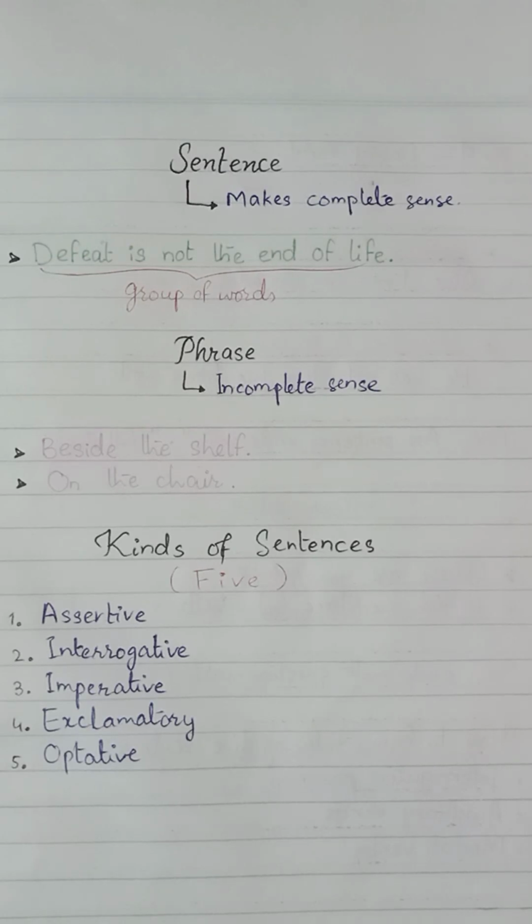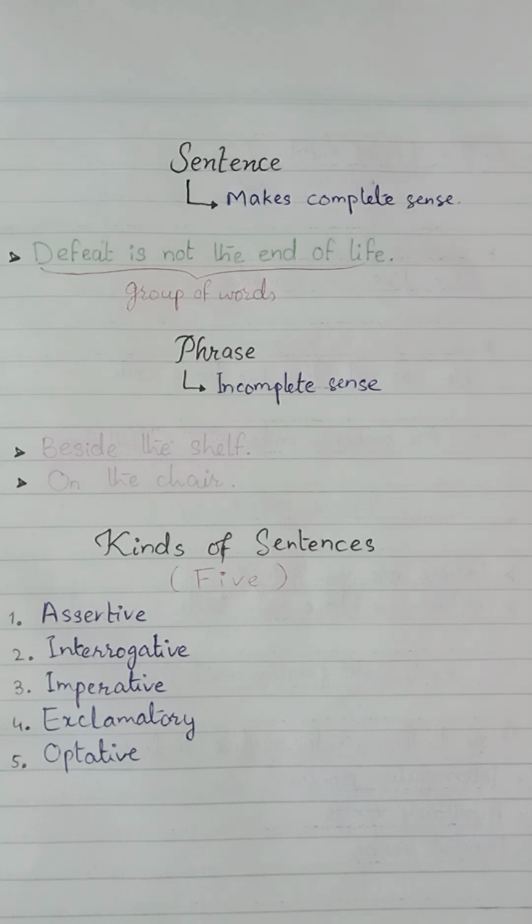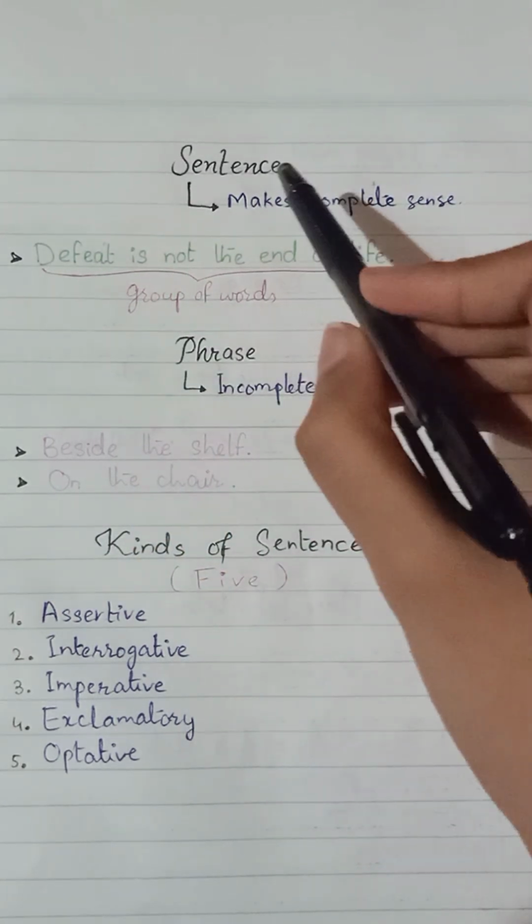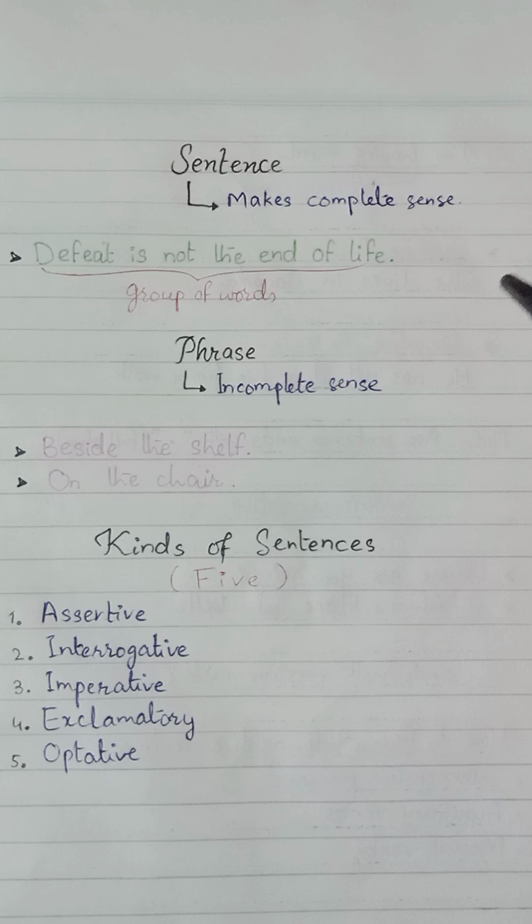So, what is a sentence and why is it important? A sentence is the basis of any language. Understanding, writing, and communicating in any language begins with the understanding of a sentence. Particularly in the English language, it is the first step towards English communication. So, let's begin with the definition. A sentence is a group of words that makes complete sense.